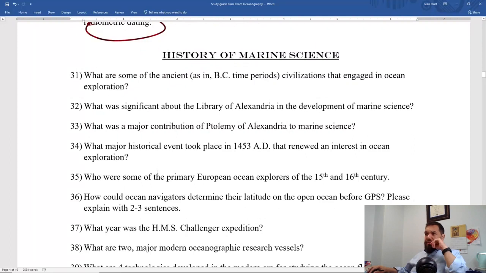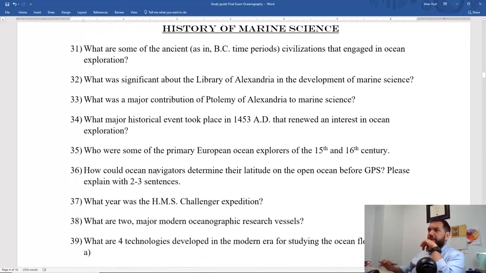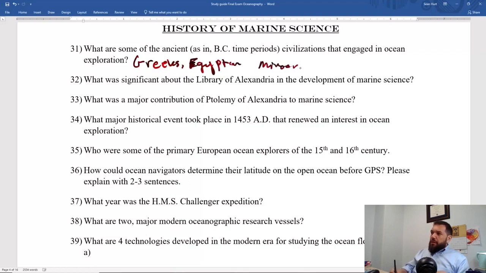All right, moving on to history of marine science. So what are some of those ancient civilizations that engaged in ocean exploration? So this is BC times, right? So those are things like civilizations. I'm sure you've heard of the Greeks, the Egyptians. We also mentioned the Minoans, which were based on the island of Crete in the Mediterranean.